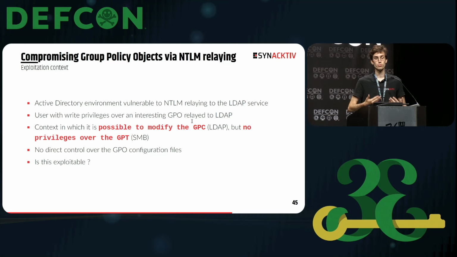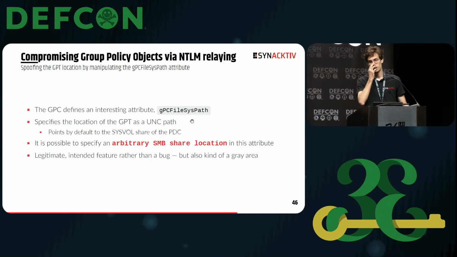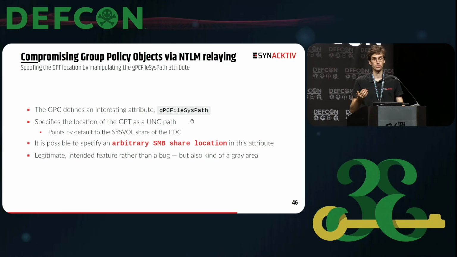But we had absolutely no privileges over the SMB share, the group policy templates, on which the GPO configuration files are located. And we were wondering, is this even exploitable? It turns out that yes, it is, because, as Wilfried mentioned a little bit earlier, in the group policy container you have an interesting attribute called the GPC file syspath. It specifies the location of the group policy template as a UNC path. By default, this will simply be the sysvol share, but it is actually possible to specify an arbitrary SMB share location in this attribute.